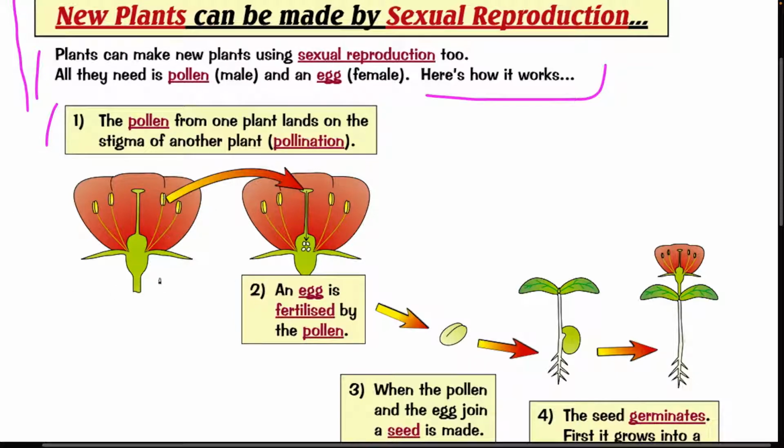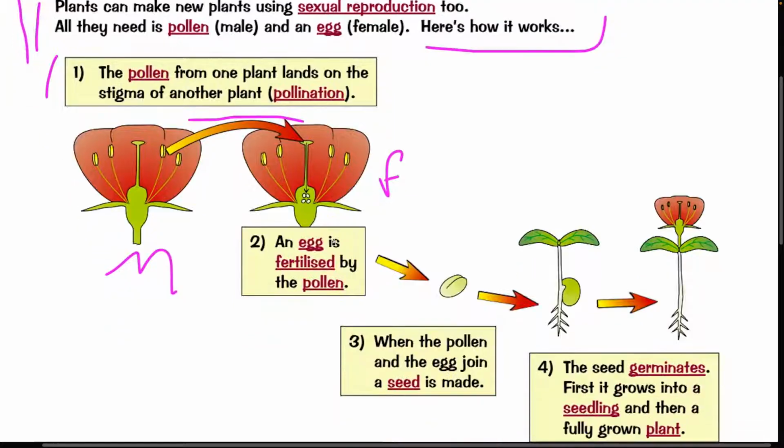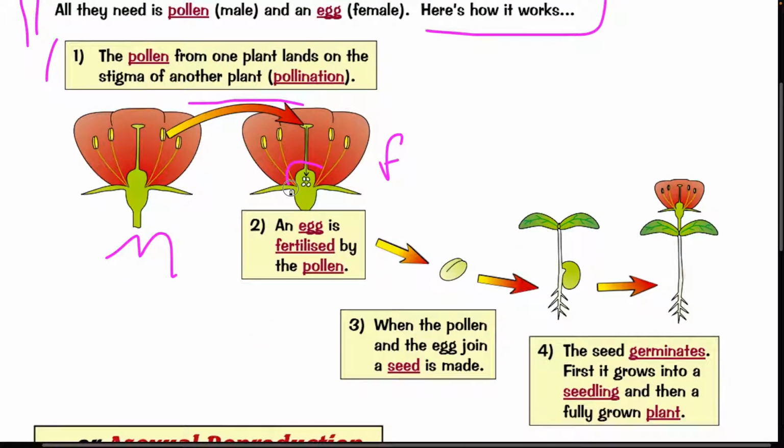Remember, right? So we have a male and then it goes to the female. Of course, this is the male, this is the female one, yeah, and goes inside. And then here inside, as you can see, we have here number 2, which is an egg is fertilized by the pollen. Okay, so this is the second part of the process. Ovo ele é fertilizado pelo pólen.